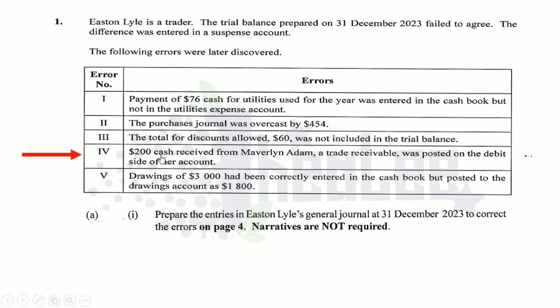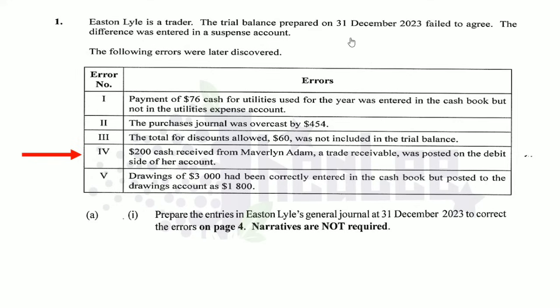And that is $200 cash received from Marveline Adam, a trade receivable. And remember, our trade receivables are our debtors, was posted on the debit side of her account. Again, cash received from the debtor was entered on the debit side of the debtor's account. And this is only telling us that the error is within the debtor's account. So again, to complete double entry, we're going to be using the suspense account.